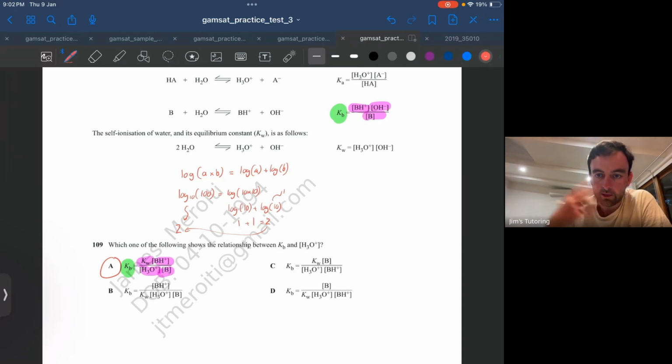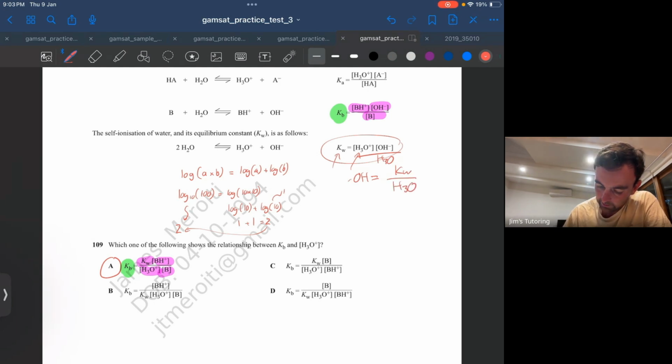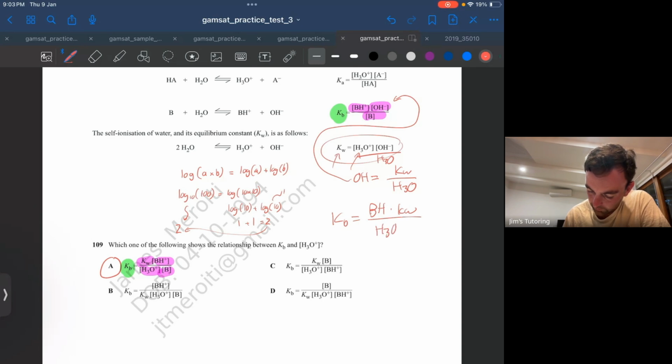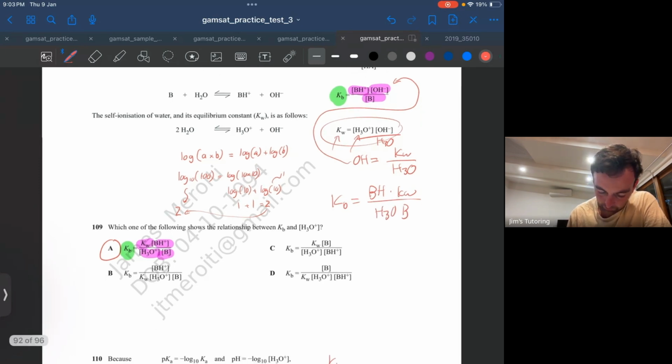So I think back and I think, how have I introduced new variables before? Well, I substitute other equations in. So I see this one, which has KW and H3O, which is exactly what I need. So I would just say that this one equals OH. If I just divide both sides by H3O, I get OH equals KW over H3O. And then I can just substitute this one back in there. So KB equals BH times KW over H3O B. I've done a bit of a weird order, but that's it.